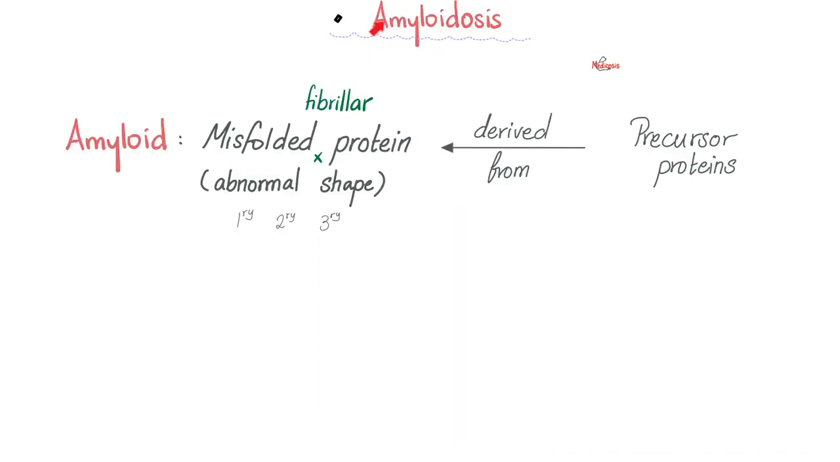Amyloidosis, a condition of amyloid deposition. Where do you get the amyloid from? Derived from precursor proteins, basically. And then these precursor proteins will give me a protein that is misfolded, abnormal shape. Recall from your biochemistry that proteins have primary structure, secondary structure, tertiary structure, and sometimes quaternary structure. If these are abnormal, you're gonna end up with misfolded fibrillar protein with abnormal shape. This is what we call amyloid. When it gets deposited in different tissues, we call it amyloidosis.